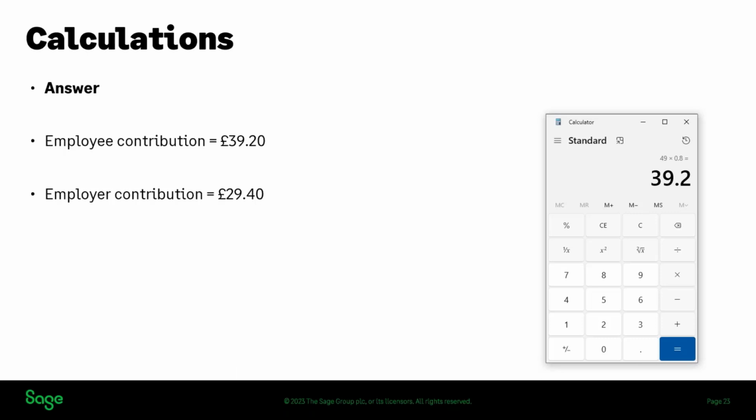So a total of £49 would go into the pot, but only £39.20 has been deducted from the employee. So well done for those that had a go, and well done for those that got the answer right.